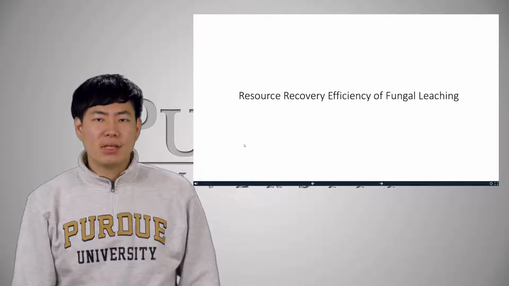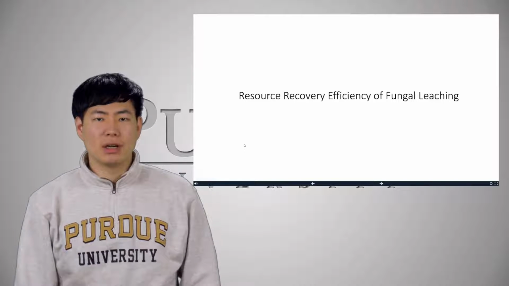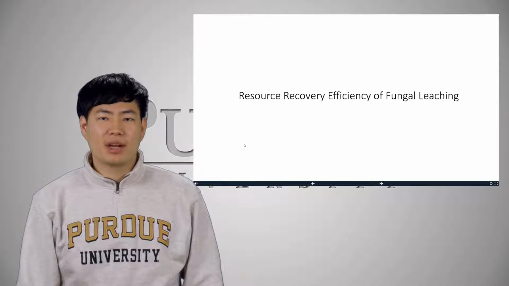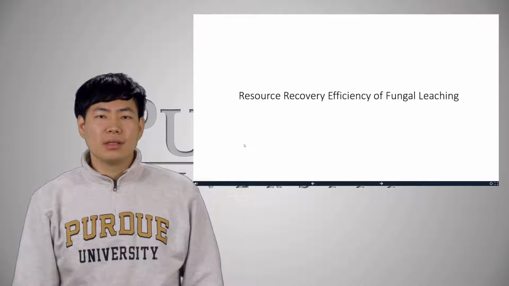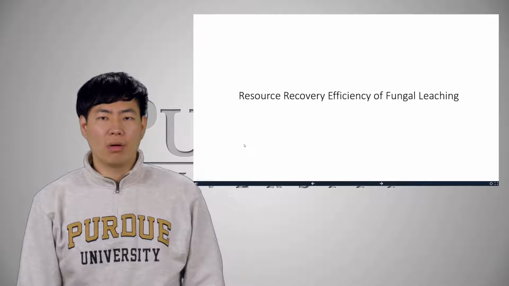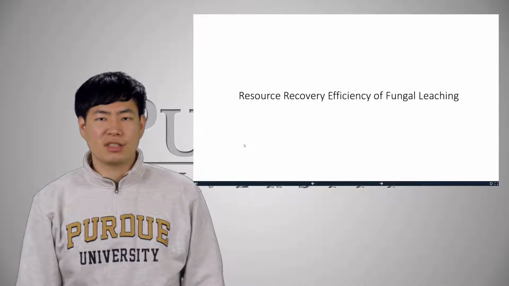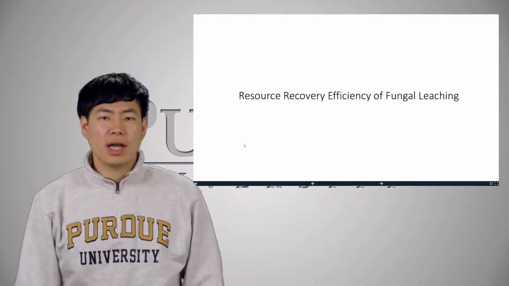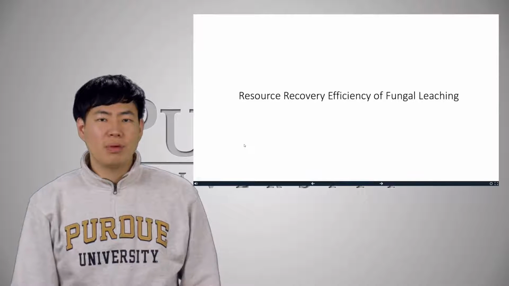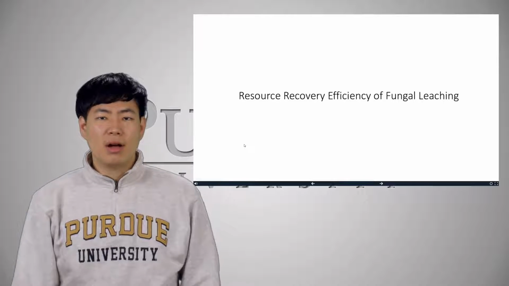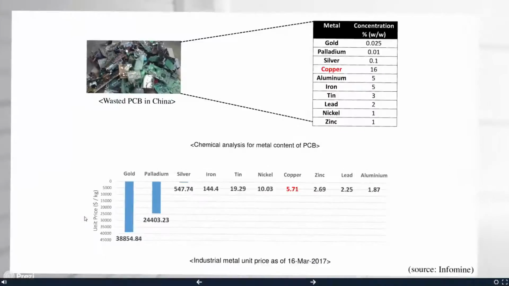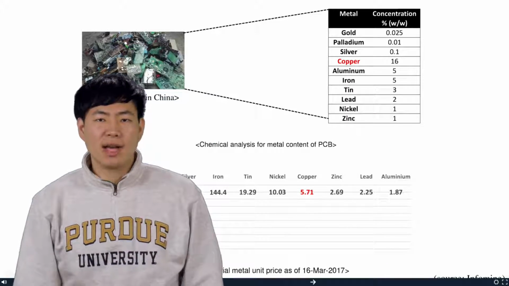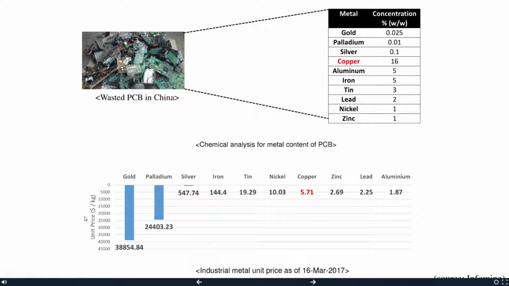I will quantify the resource efficiency of fungal leaching here. Microorganisms such as bacteria and fungi have been used to extract metal from ore. Compared to conventional metal extraction technology, fungal leaching has been considered an environmentally friendly technology. In order to quantify the efficiency, some previous research concerning fungal leaching is used. As we mentioned before, copper, which has the highest percentage in the PCB, is used to quantify the resource efficiency.